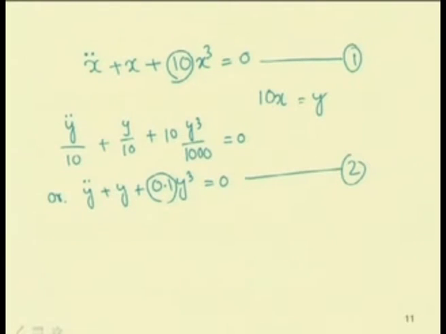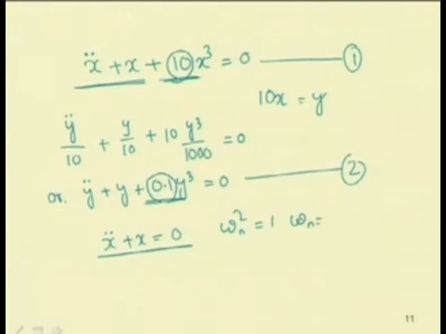The analysis of both the systems: if one considers, in this case the coefficient is 10 and in this case the coefficient is 0.1. So, the coefficient 10 is very large compared to the coefficient of x. If I take the linear part only, the linear part is x double dot plus x equal to 0. So, here the frequency, omega n square equal to 1, so omega n equal to 1.